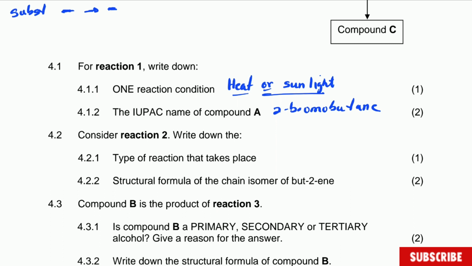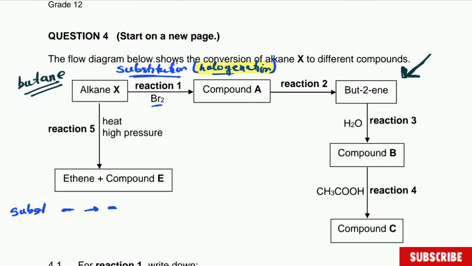Question 4.2. Consider reaction 2. Now we are going to reaction 2. We are going from a haloalkane, compound A is a haloalkane, to an alkene. So this one is going to be elimination reaction. Guys, remember, in elimination reaction, you start with a single bond and then you end with a double bond. That is how you can identify an elimination reaction there.